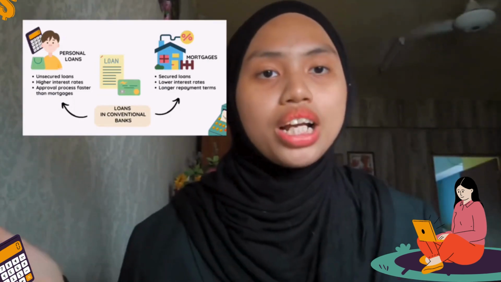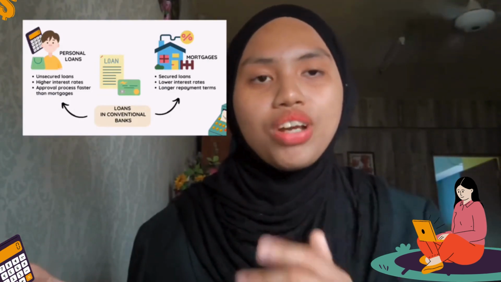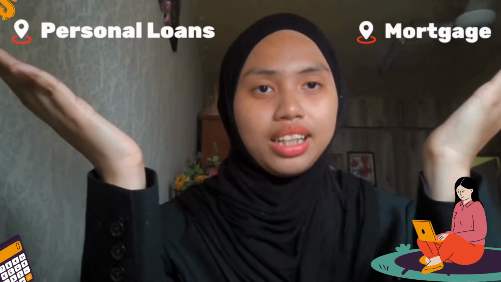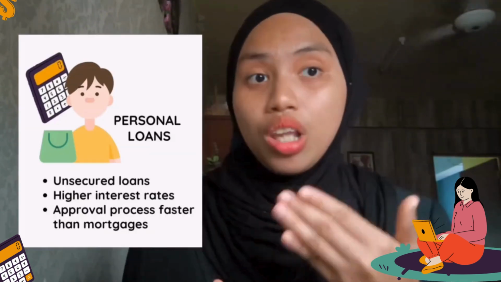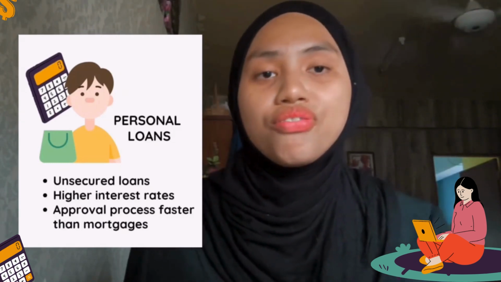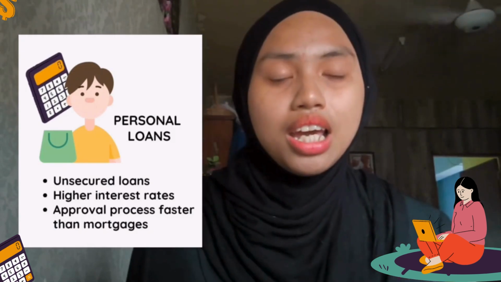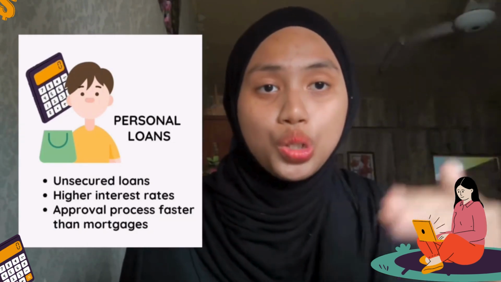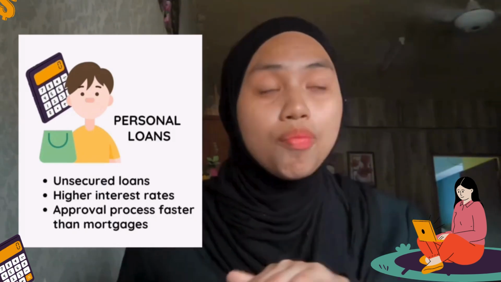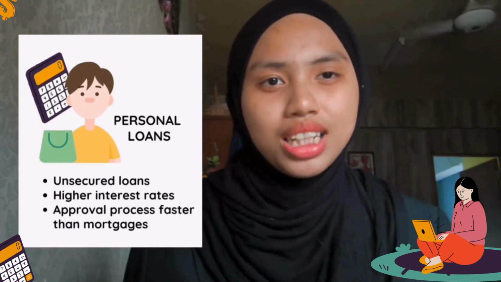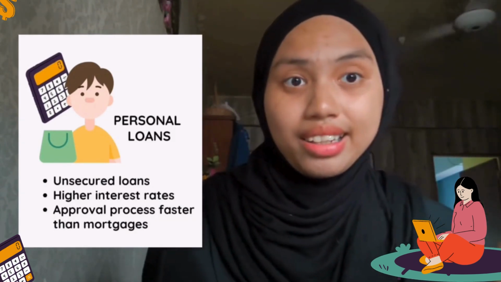So, this is a chart comparing typical loan products in conventional banking, such as a personal loan and a mortgage. I will first explain what a personal loan is. A personal loan is an unsecured loan that can be used for various purposes. They typically have a higher interest rate due to the lack of collateral, and shorter repayment periods. The approval process is generally faster compared to a mortgage.